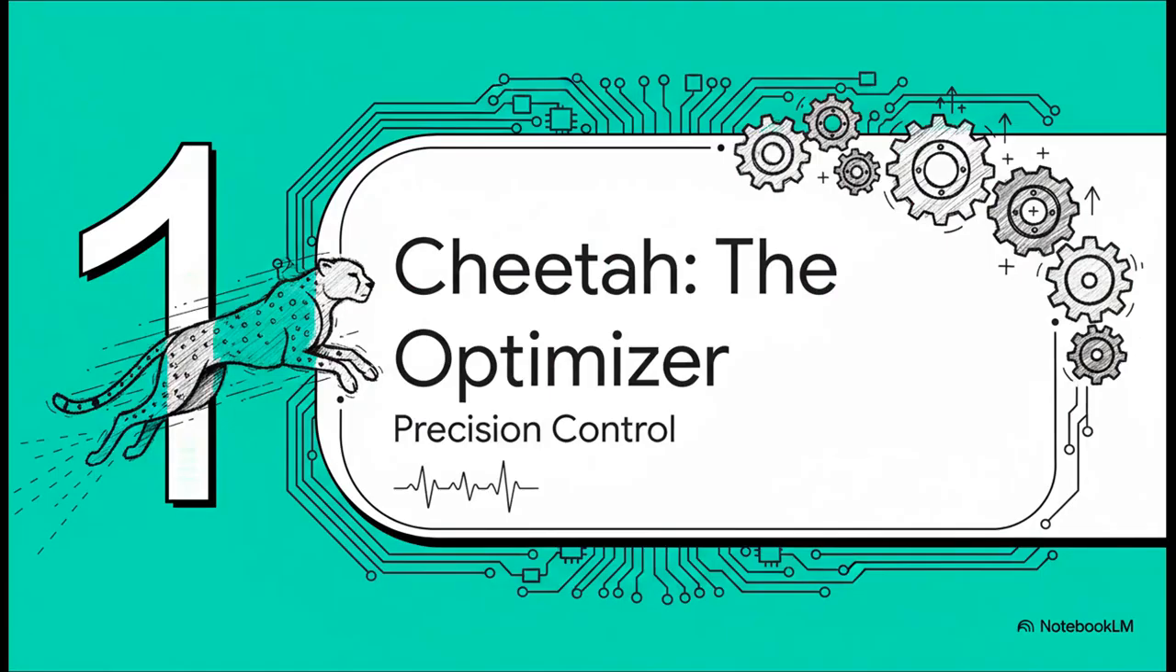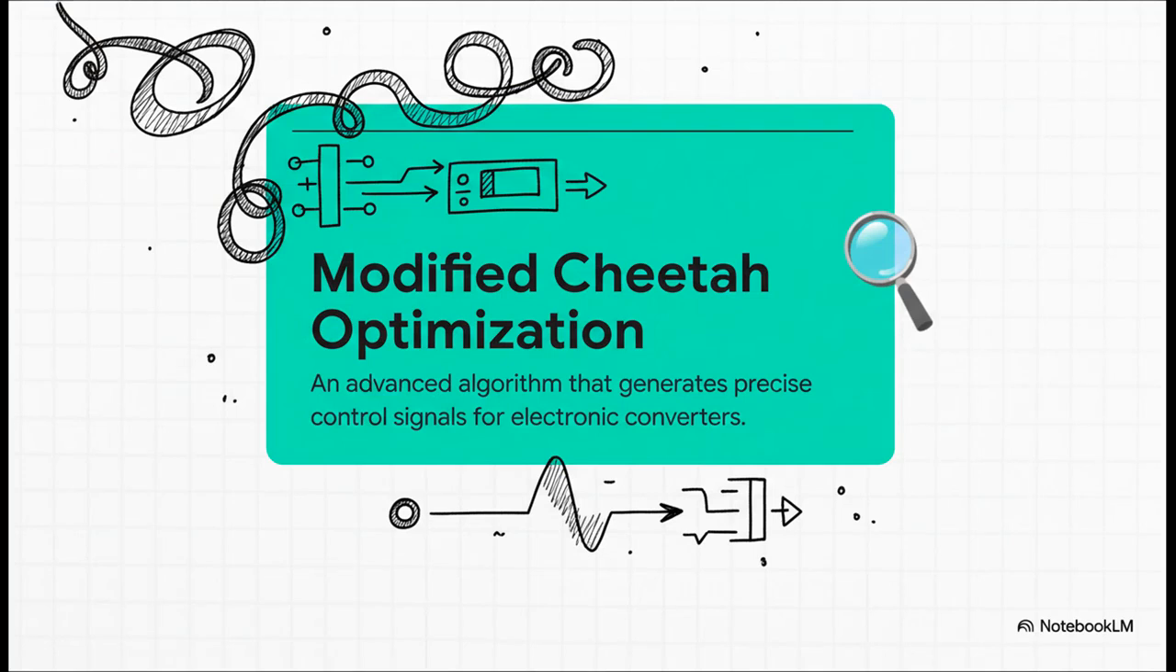Okay, first up, Cheetah the Optimizer. This one is all about getting incredibly precise, almost perfect control inside electronic systems. So the core of this thing is what they call Modified Cheetah Optimization, or MCO. You can basically think of it as this incredibly smart algorithm, and it has one single job: to send the exact right signal at the exact right time to these electronic parts called converters. It's all about total, flawless control.